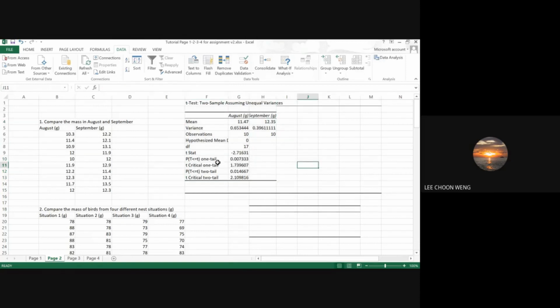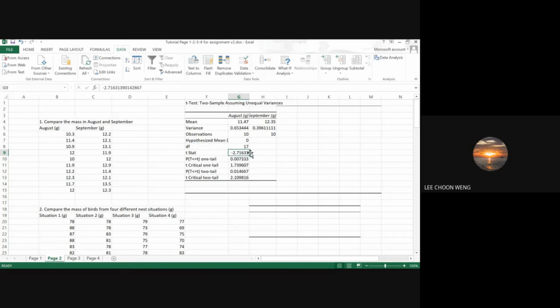So observations 10, 10. Hypothesized mean difference is 0. Degree of freedom is 17. Your T-stat is minus 2.716. This minus sign or positive sign just means that the first column is smaller than your second column, that's all. The positive or negative sign is not as important as the value of the T-stat itself.